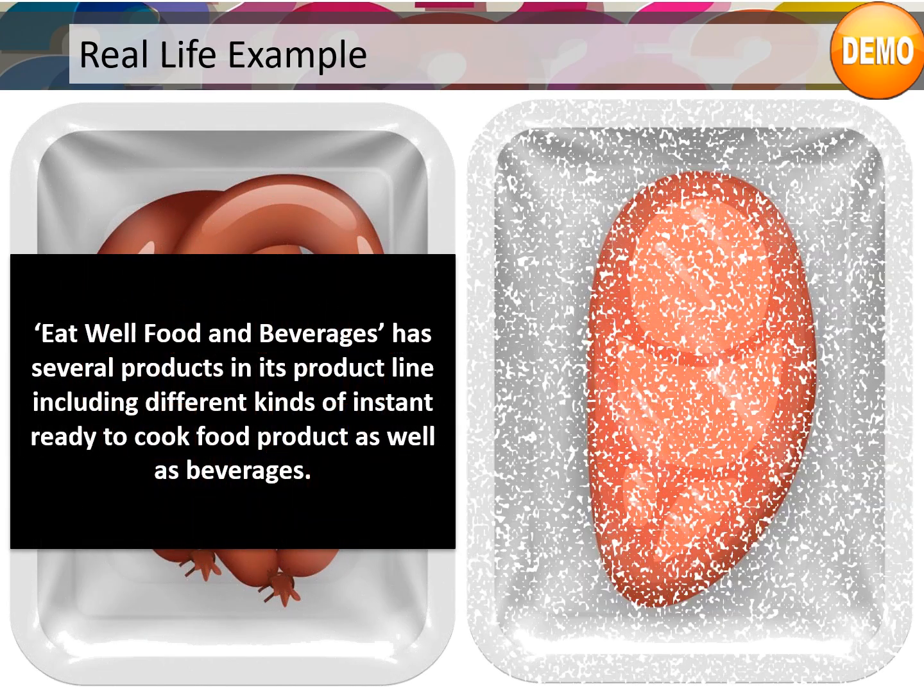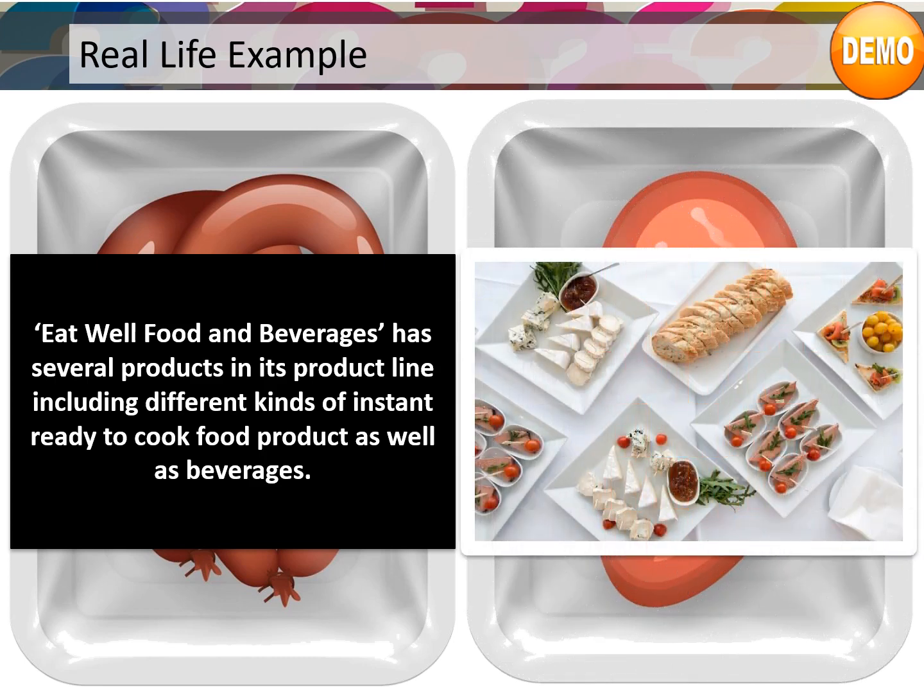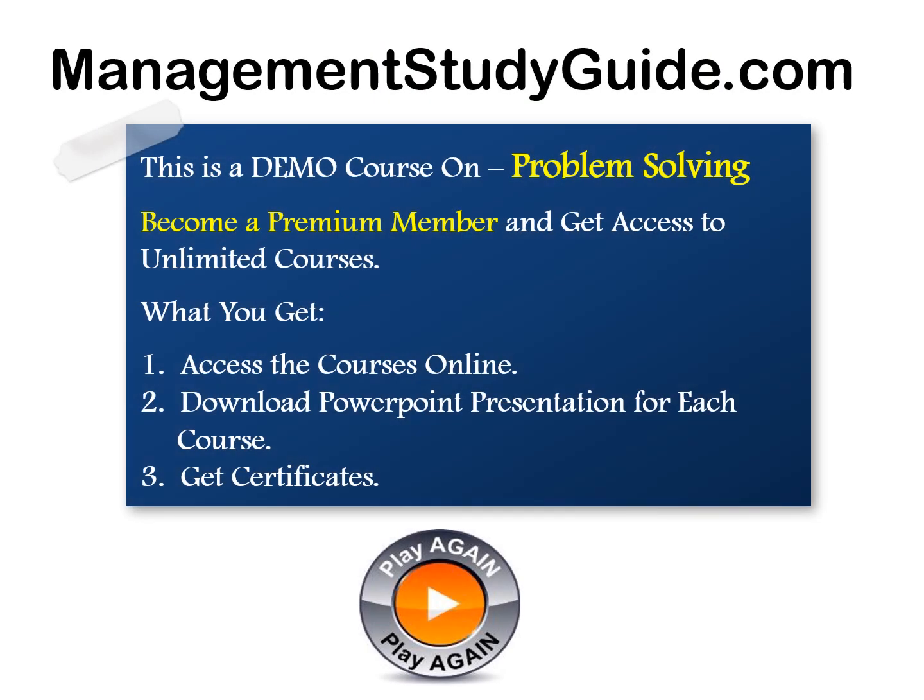Eat Well Food and Beverages has several products in its product line, including different kinds of instant, ready-to-cook food products, as well as beverages.